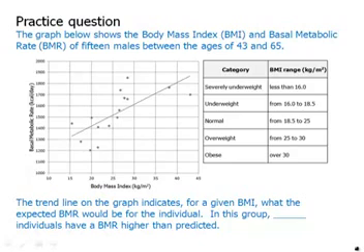Okay, the trend line indicates for a given body mass index what the expected basal metabolic rate would be for the individual. So given say a body mass index of 30, we'd expect a basal metabolic rate right there, a little above 1600. In this group, how many individuals have a basal metabolic rate higher than predicted? So really, this is just asking us to count the points above the line.